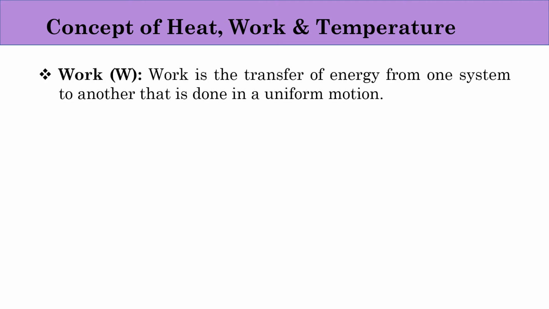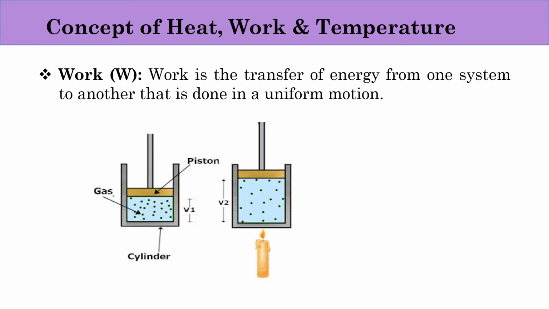Next is work. As I told you, work is also the transfer of energy from one system to another, but this is done in a uniform motion. Now let us understand this with the piston cylinder arrangement. You can see here there is a cylinder consisting of some gas having a fixed volume V1. Now this piston is in the fixed position here.